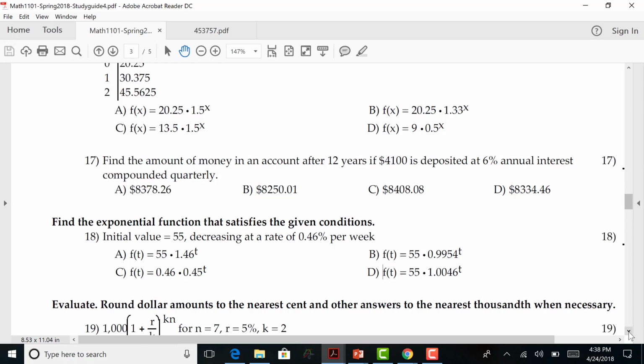That's 0.46%. What do I change that to? 0.0046, because it's 0.46%. So 0.0046 raised to the t power. Can I leave this like this, or should I simplify 1 minus that? You should simplify it. So when I do that in my calculator, what's 1 minus 0.0046? 0.9954 raised to the t power. Done.